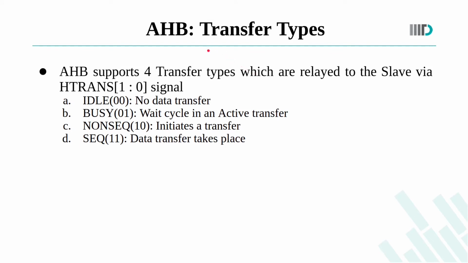And AHB supports 4 types of transfers. This HTRANS signal is asserted by the master, which tells the slave what kind of transfer it is trying to do. One is the idle transfer, in which there is no data transfer. The master was just given access to the bus, but there is no data to be transferred. And then there is the busy cycle, which indicates that the master will not be able to send any data for this cycle.